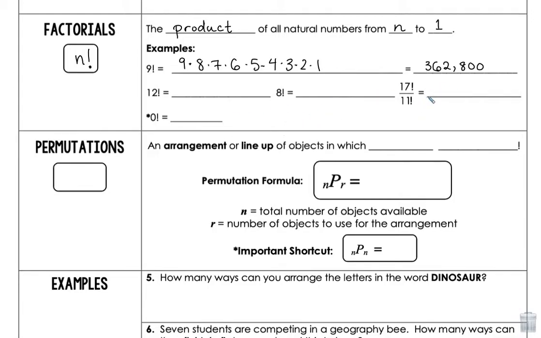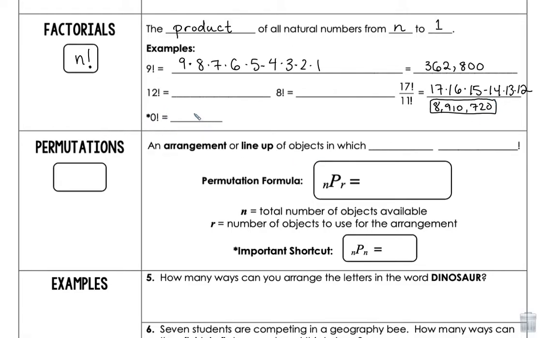17 factorial over 11 factorial. Well, you are multiplying 17 all the way down to 1 in the numerator and 11 down to 1 in the denominator. So you actually end up canceling out all the 11 and down. So you end up multiplying 17 times 16, 15, 14, 13, and 12, and ends up with 8,910,720.